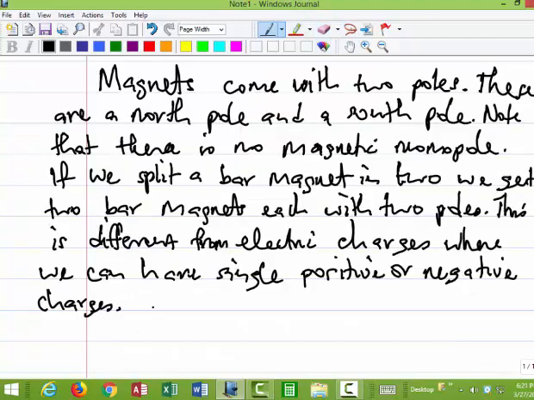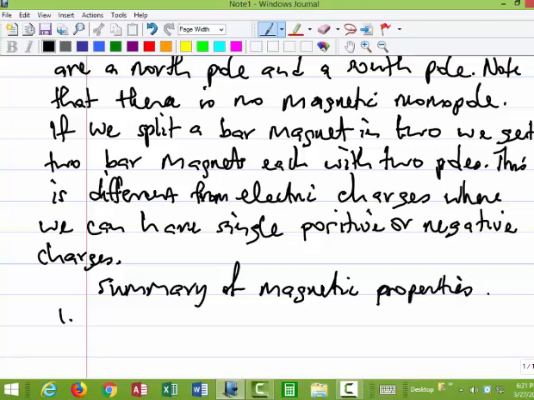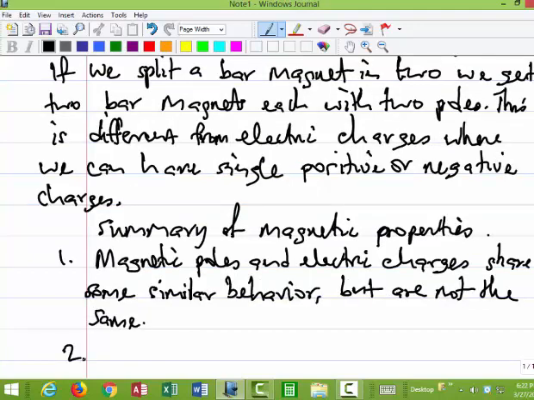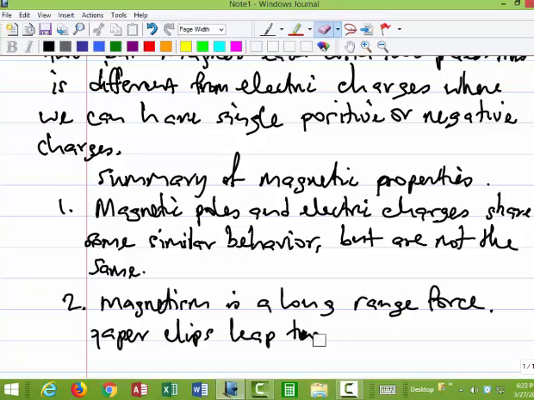Let's look at a summary of some of the magnetic behaviors. This is a summary of magnetic properties. One, we can say that magnetic poles are similar to electric charges. Number two, magnetism is a long-range force, just like electricity. Just like you saw with the charged comb, paper clips will lean toward a bar magnet, just as paper will lean towards a charged comb.